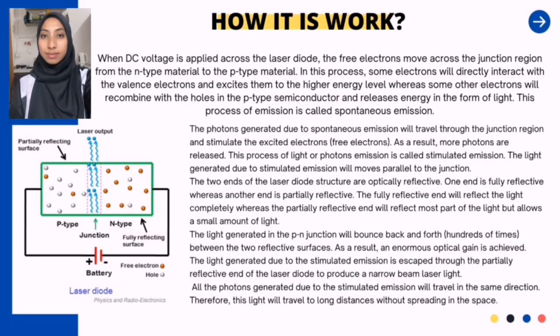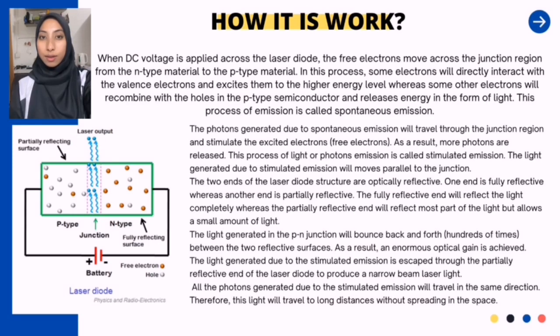How does it work? When DC voltage is applied across the laser diode, the free electrons move across the junction region from the N-type material to the P-type material. In this process, some electrons will directly interact with the valence electrons and excite them to a higher energy level, whereas some other electrons will recombine with the holes in the P-type semiconductor and release energy in the form of light. This process of emission is called spontaneous emission.